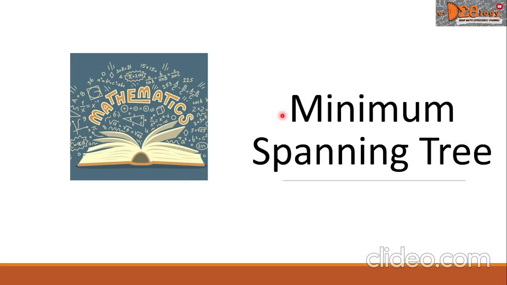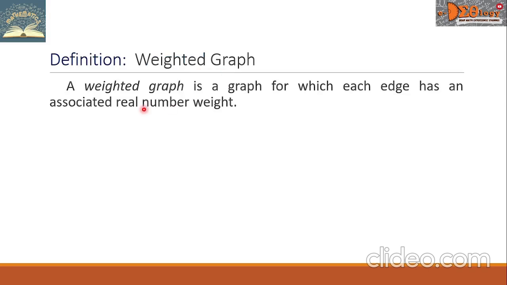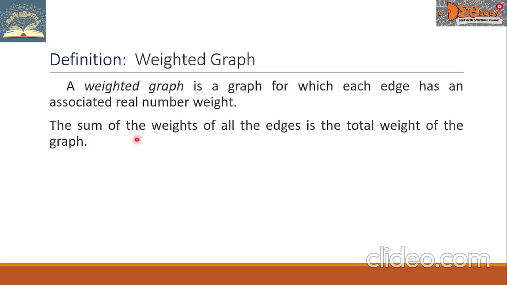Hi everyone. Today we're going to study minimum spanning tree. Let us first define weighted graph. A weighted graph is a graph for which each edge has an associated real number weight. The sum of the weights of all the edges is the total weight of the graph.